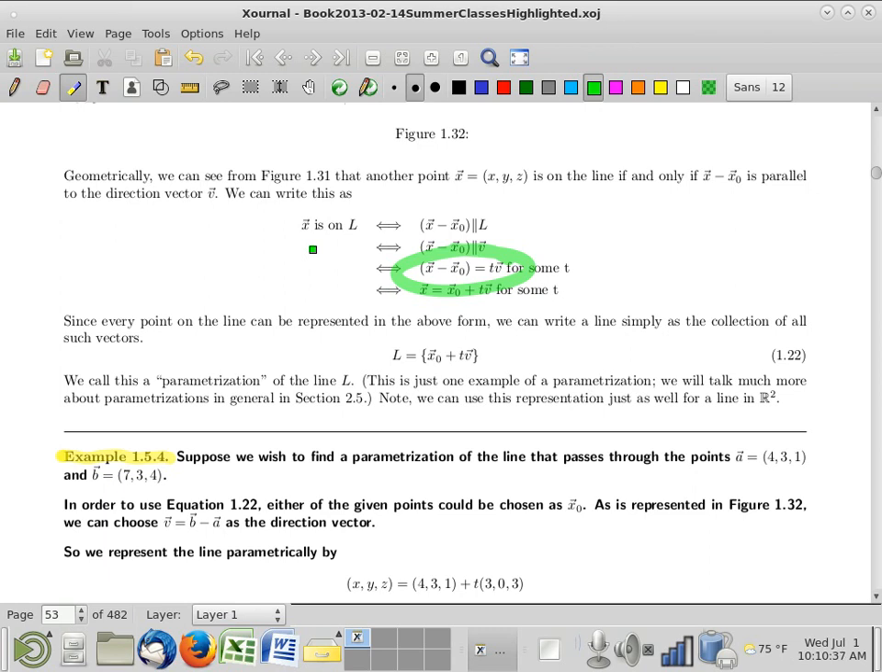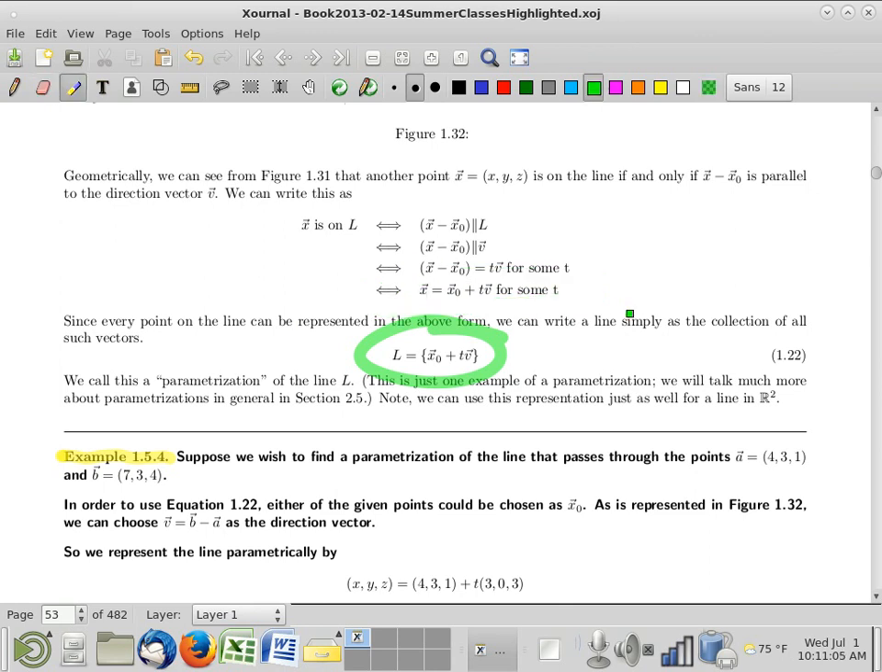So, said differently, if you just solve for x in that equation, what you get is this: every point x on the line that I'm interested in has to be of this form. It has to be x naught plus some scalar multiple of the direction vector v. So I can write the line like this. The line is the collection of all vectors of this form.